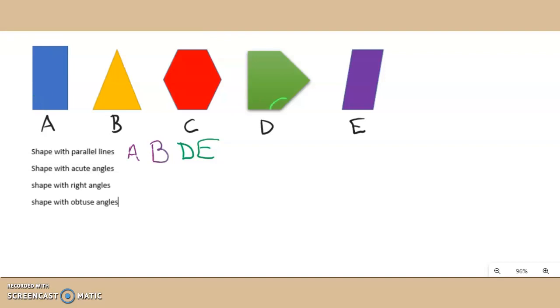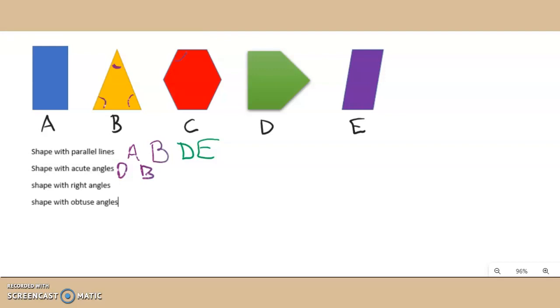This one's a really wide angle. So that's going to be an obtuse angle, and so will this one. This one is going to be acute because it's very narrow. It's more narrow than the right angle. So D has an acute angle. This one right here is smaller than 90 degrees. So B has an acute angle. So is this. These are acute because they're narrow, little.